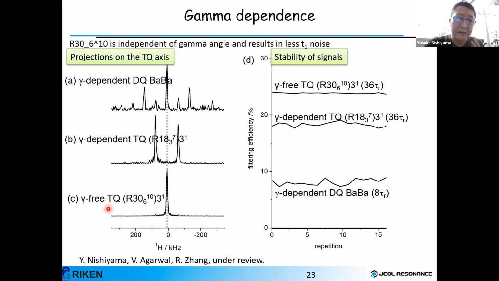But if you look at the gamma-free triple quantum decoupling sequences, the peak appears as a center band because the Hamiltonian doesn't depend on gamma angle. Then that gives us very high filtering efficiency, 25%. It's almost more or less the same as the standard double quantum filtering efficiency. And more importantly, signal intensity is very stable because the Hamiltonian doesn't depend on gamma angle.